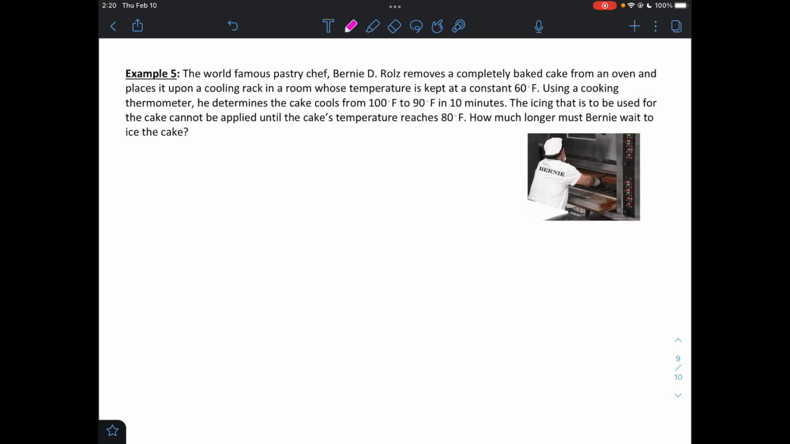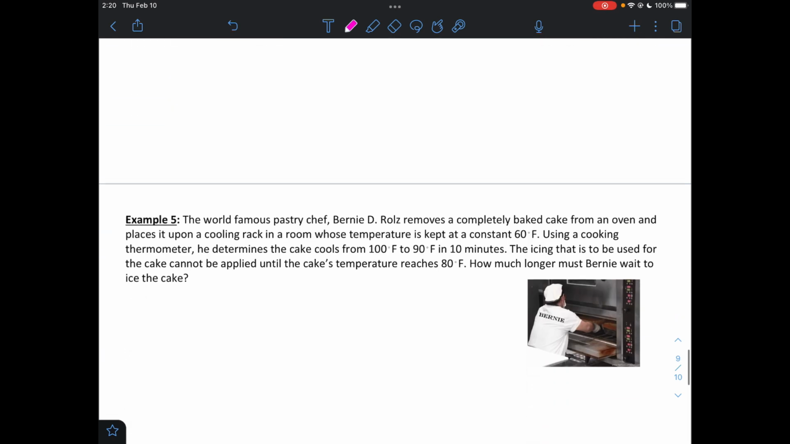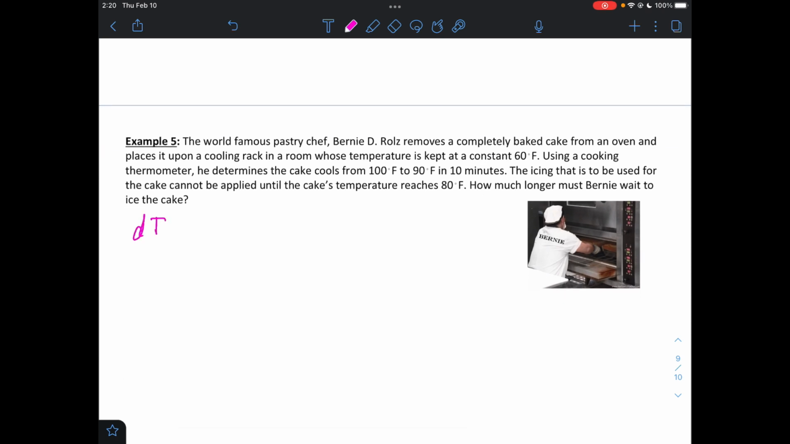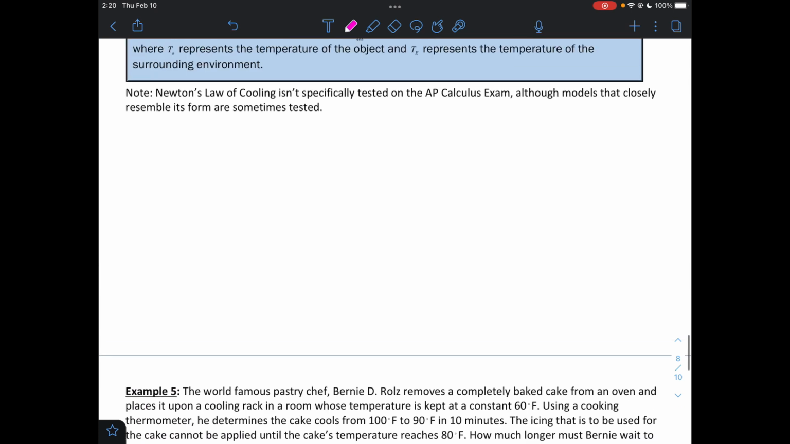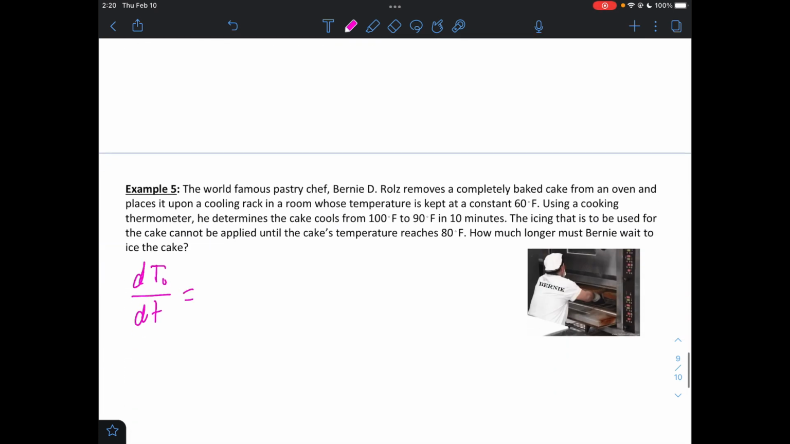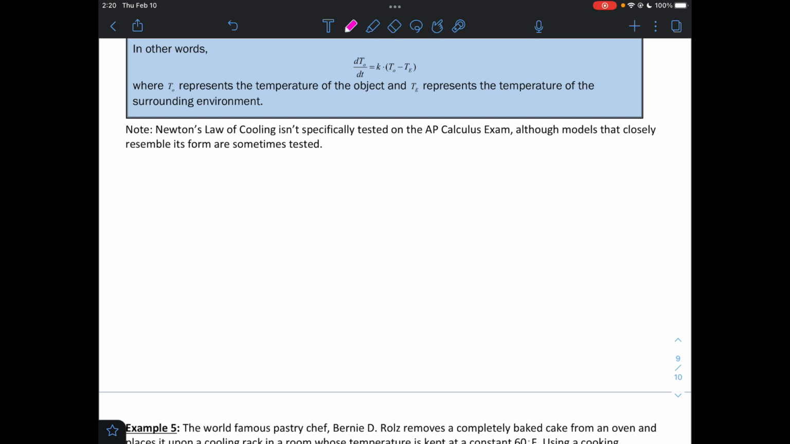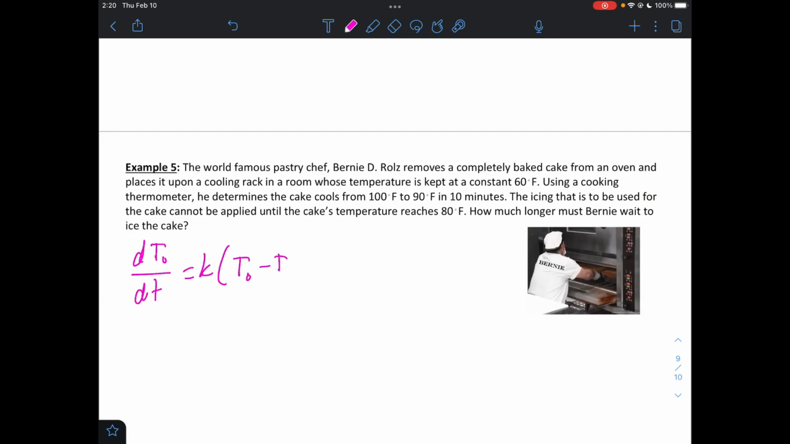All right, let's start with Newton's law of cooling up here. So dT sub 0 over dt, little t would be time, equals k times, and then the rest of it would be T sub 0 minus T sub E. Remember, T sub E is the temperature of the surrounding room. We know that already. We know that's 60, okay? So we can replace that with 60.